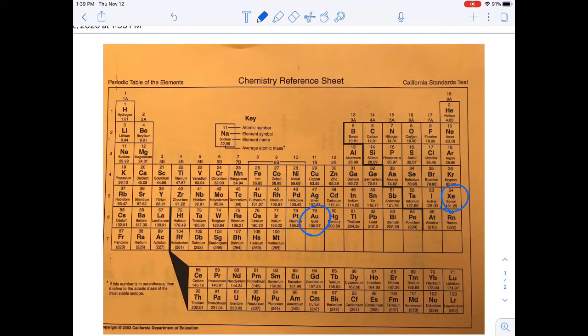So when we write the configuration using the noble gas notation, say we're using xenon. I'm going to put that just up here. So we are using xenon, and we're trying to get to gold.